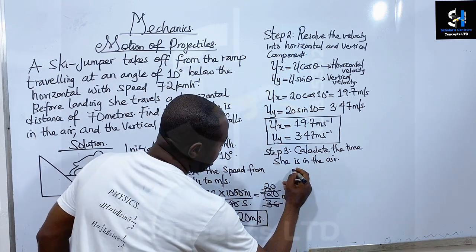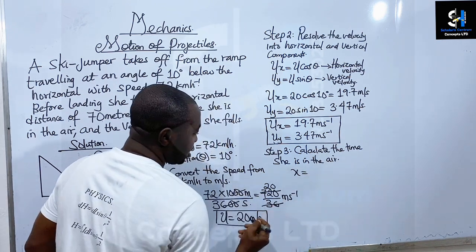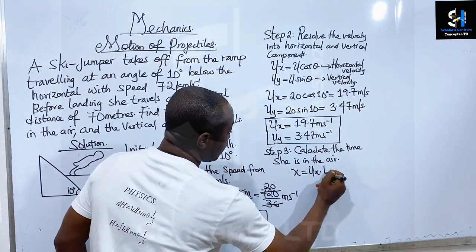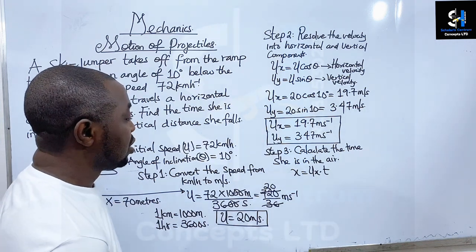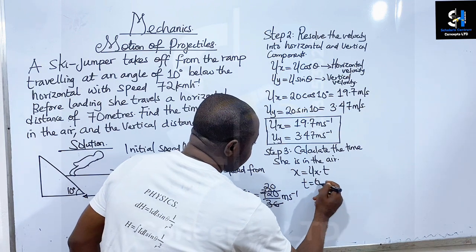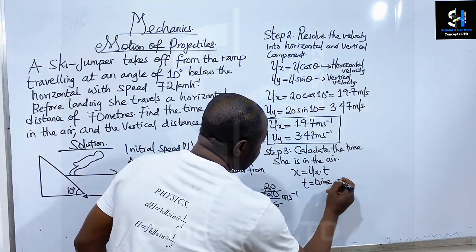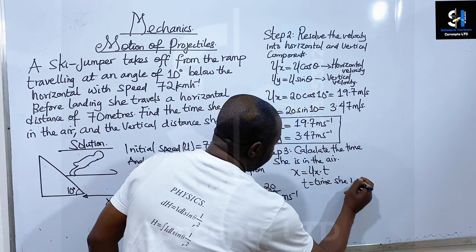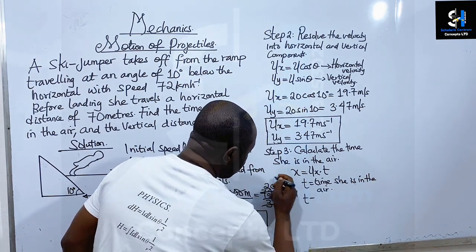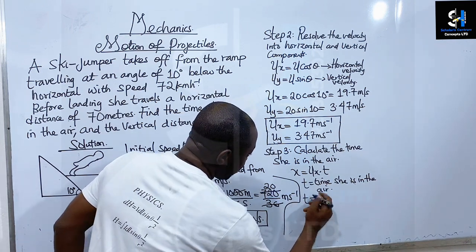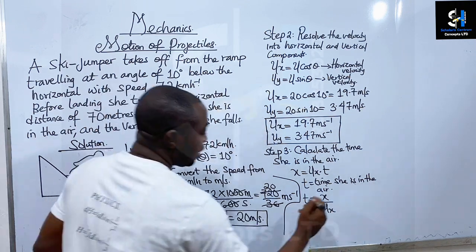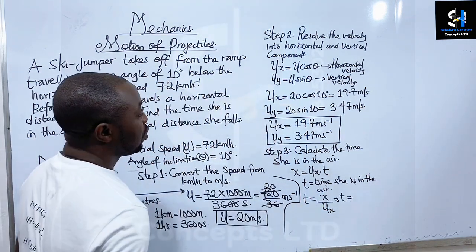So we know that x, the horizontal distance, is one of the equations of kinematics. Horizontal distance will be horizontal velocity multiplied by time. We want to calculate the value of t, the time she's in the air. We can make t the subject of the formula, so t will be equal to x over ux.